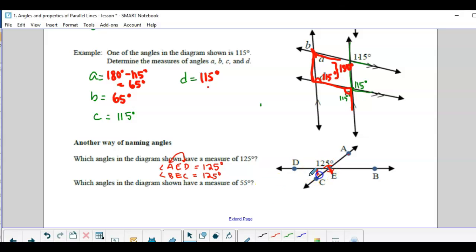And then, which have a measure of 55? Well, this angle here, because this is a straight line, 180 minus 125 is 55. So this is 55, and this is 55. But again, we can't use just angle E. We have to go angle CED, so that's 55, and then angle AEB.